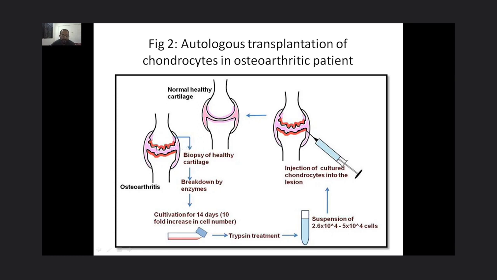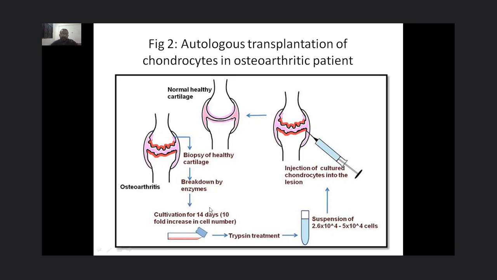whatever healthy cartilage is there, this pink one; the red one is deteriorated. Now whatever the pink one is there, you take that for biopsy. That means biopsy is nothing but taking out those particular cells. Now you break them down by enzymes. You use some enzymatic treatments so the cells will be broken down and reduced to the cellular level.